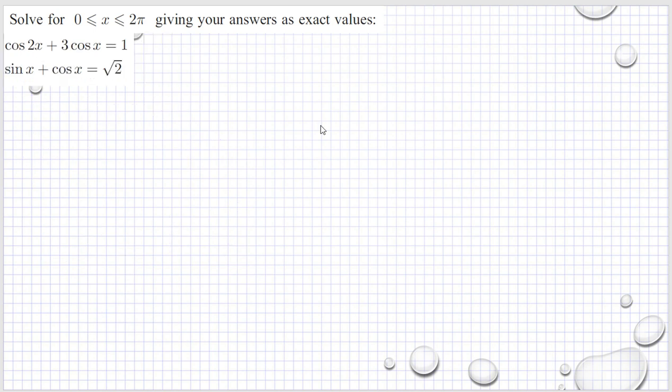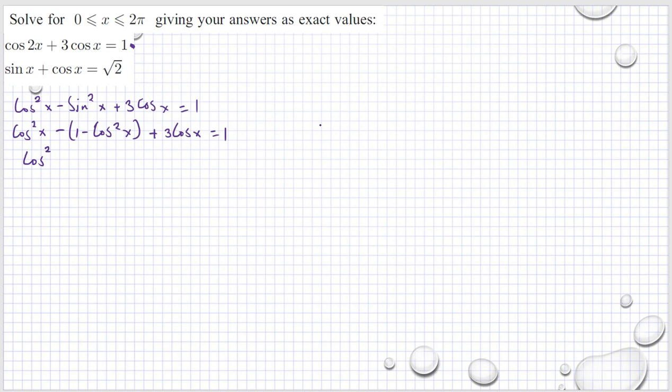Okay, next we have cosine 2x. This is what I'm going to solve now. Cosine 2x plus 3 cosine x is equal to 1. Let's see if we can solve that. Cosine 2x is cosine squared x minus sine squared x plus 3 cosine x is equal to 1. And then sine squared x is 1 minus cosine squared x, because I only want cosine right now.